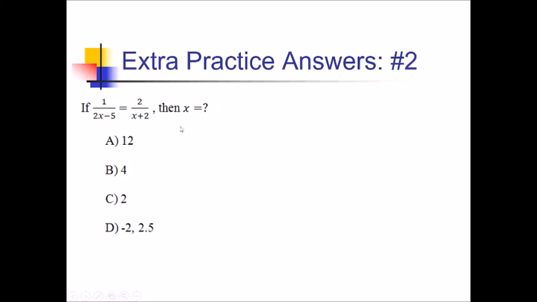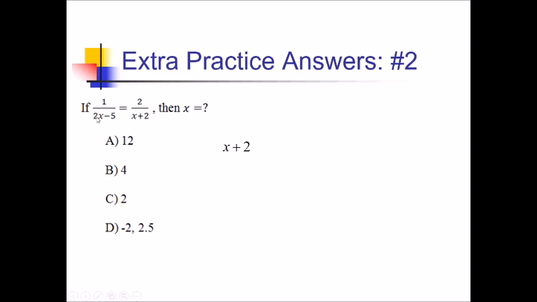For this problem, we're being asked to solve for x in this rational equation. Now, since this one is just one fraction equaling another fraction, we can just use cross-multiplying for this. So if I do x plus 2 times the 1, that gives me x plus 2 on the left side of the equation. And if I do 2x minus 5 times the right side here, 2 times 2x minus 5, I have to distribute that.